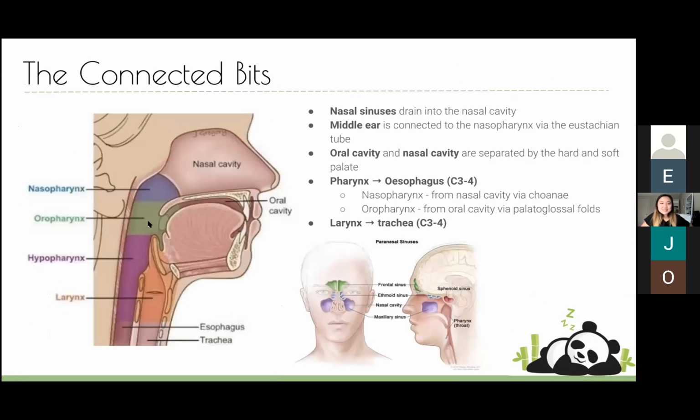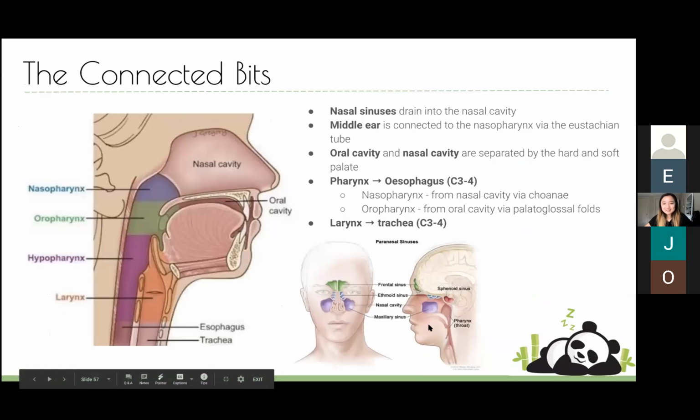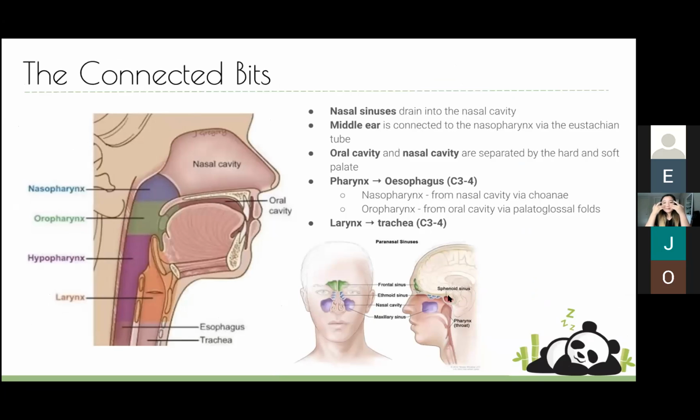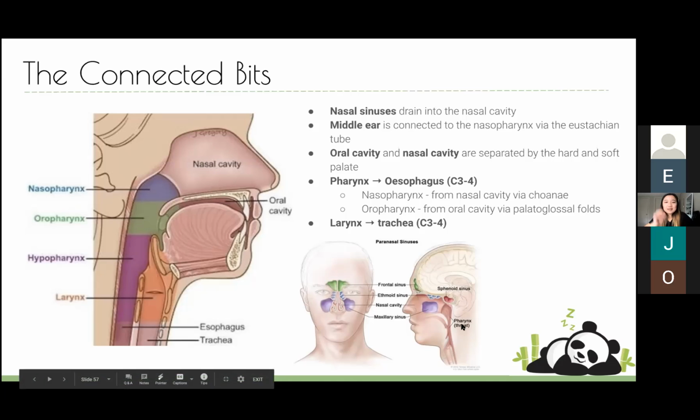These are connected bits. You have your nasal sinuses, which drain in, nasal sinuses are these guys. So you have frontal, you have your ethmoid, you have your maxillary, and you have your sphenoid at the back here. These all drain into your nasal cavity or your nose. And then your middle ear is actually connected to your nasopharynx as well via the eustachian or the pharyngotympanic tube.